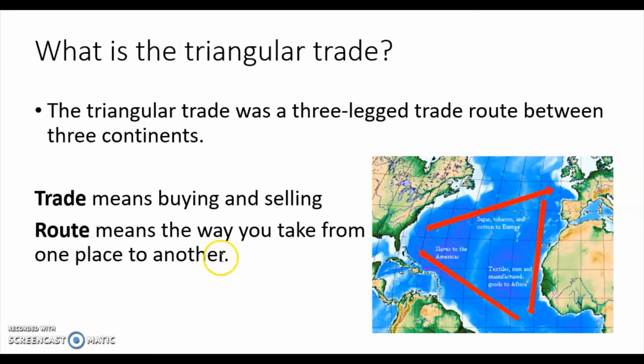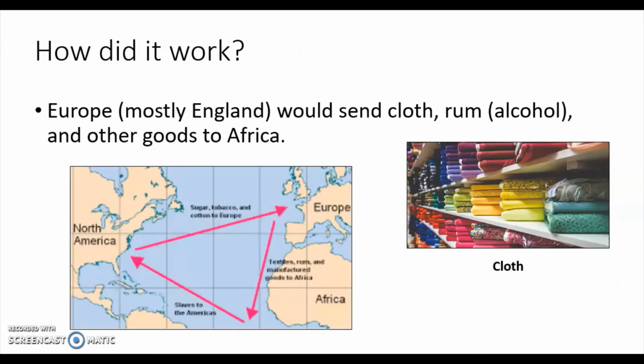So usually, when you go to school, you turn right onto 12 and left onto Ryan, or however you do it, it's the same way you go. In this case, the route was like a triangle because it started in Europe, then went to Africa, then went to North America, then went back to Europe. Triangle, one, two, three sides. Okay, let's see how it worked.